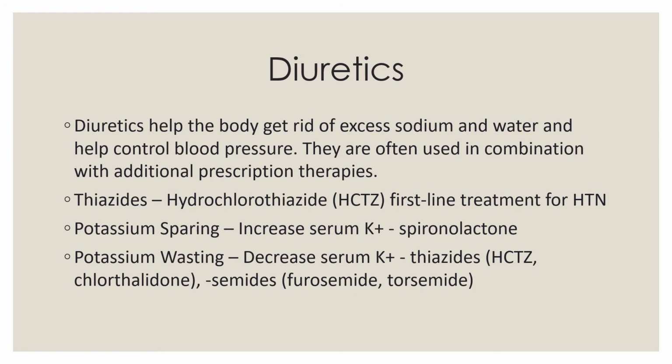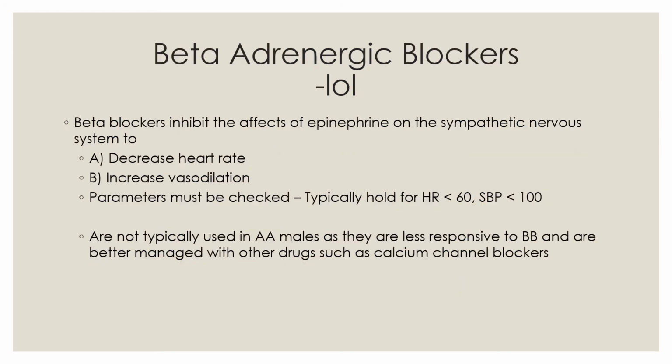Now, it's not uncommon to see somebody be on both spironolactone and perhaps furosemide. So they'll put the patient on a potassium sparing diuretic and a potassium wasting diuretic. And what they do is they basically cancel each other out to help maintain a normal potassium level. So if you see a patient on both of those classifications of drugs, that's typically what's going on.